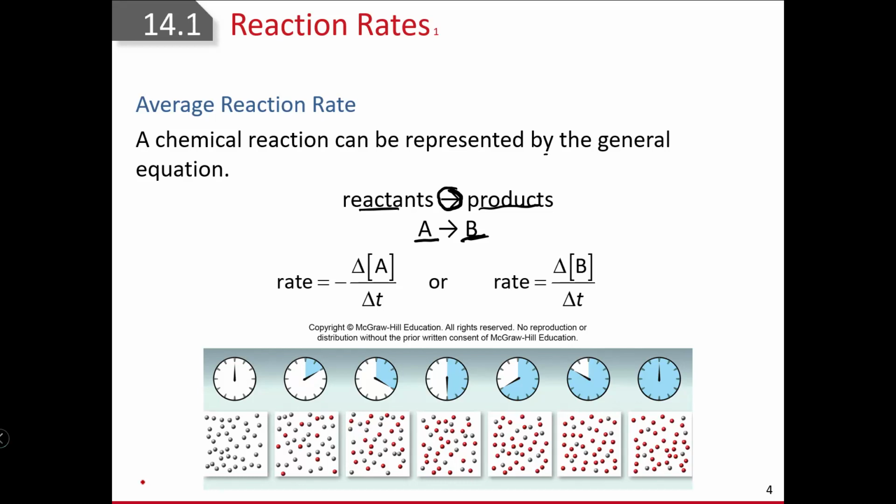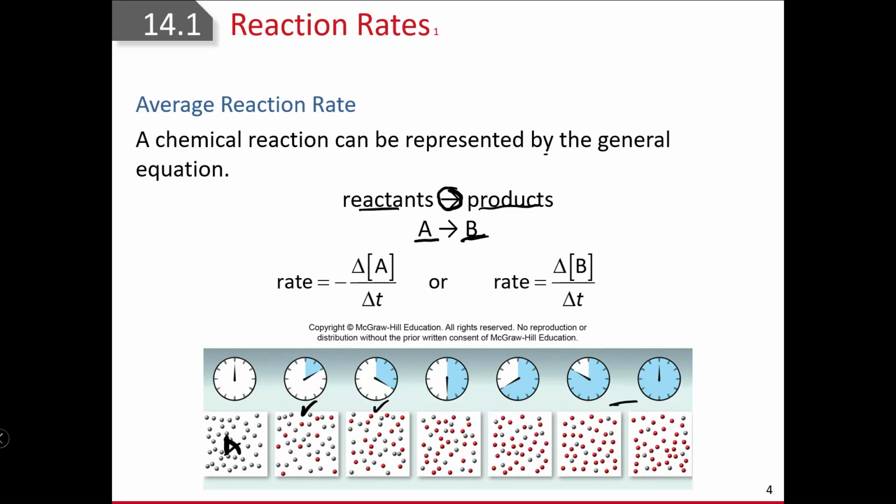So when we look at the slides down here, at time 0, all we have is A, indicated by these gray or white dots. And as time progresses, we see that A is converting to B, and so we see the red dots forming, which is B, and we see that B increases over time. And then what we notice is that we see huge changes in B here, and maybe a little bit of change here. But once we get out into this region, notice there's not much change between A and B.